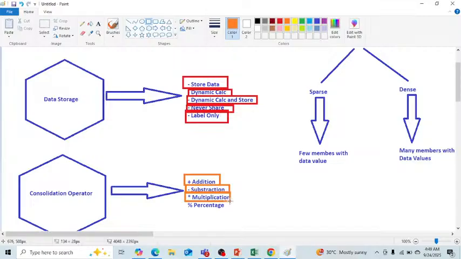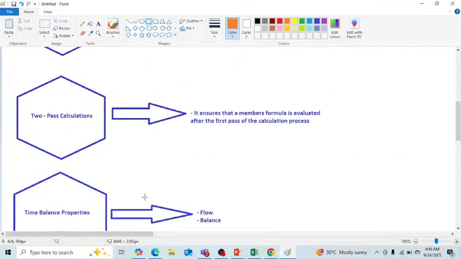After that we have multiplication. It is used for specific calculations like calculating a percentage of a parent or multiplying two members together. We also have the percentage operator, which is a very crucial point, to calculate the percent. Then we have discussed two pass calculation. A two pass calculation ensures that a member formula or a consolidation is evaluated after the first pass of the calculation process. Consider a member like gross margin, which is calculated as revenue minus cost of goods sold.